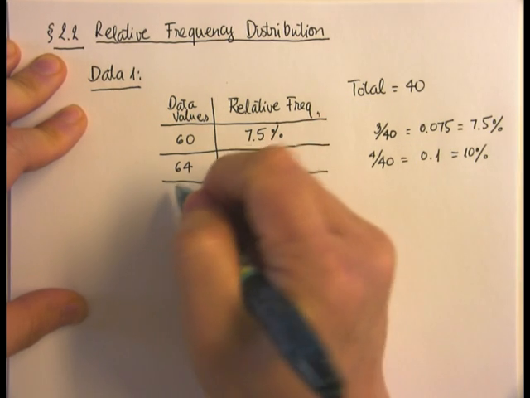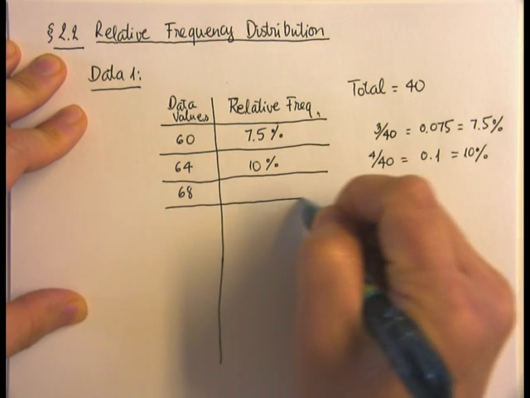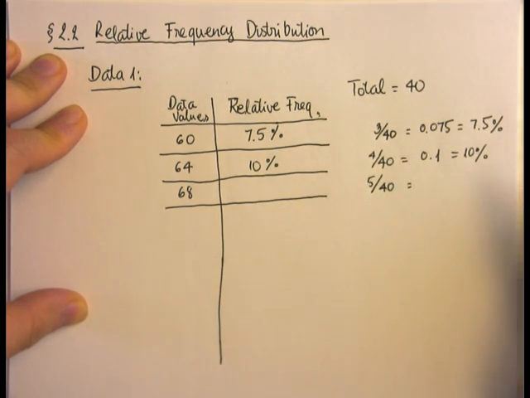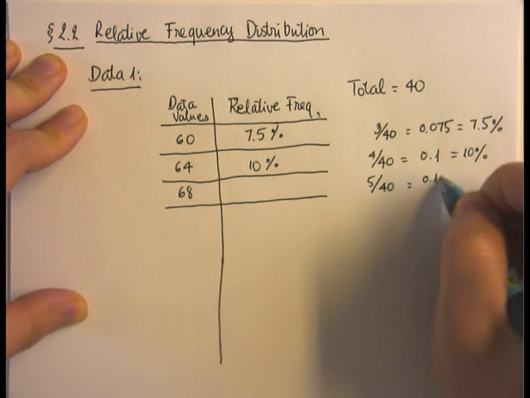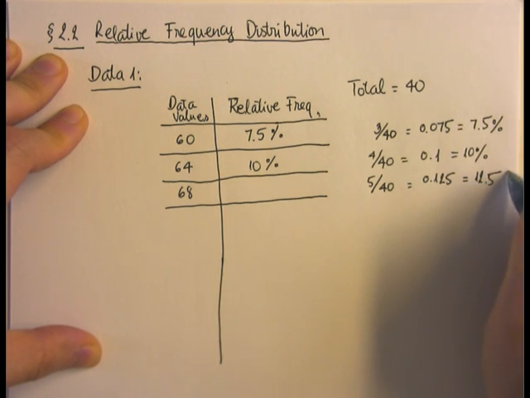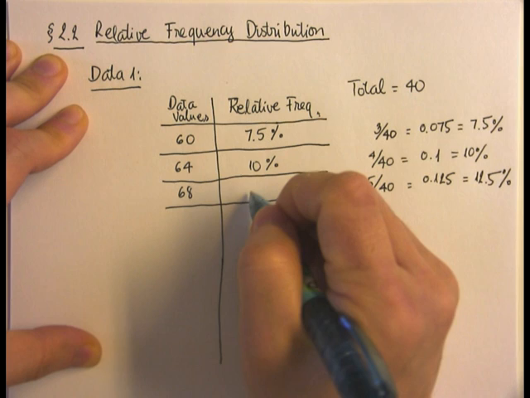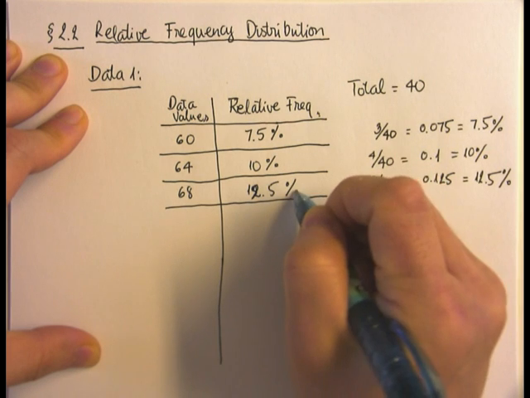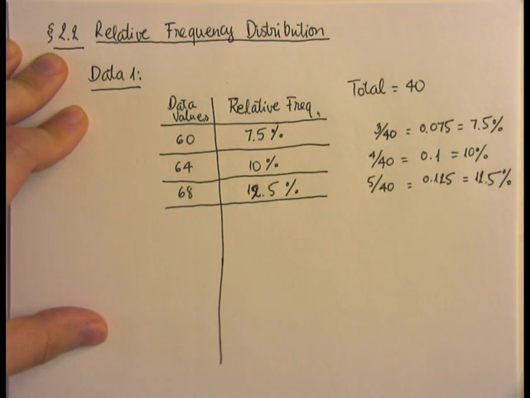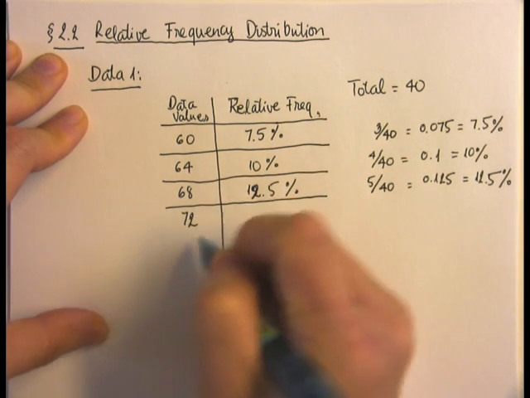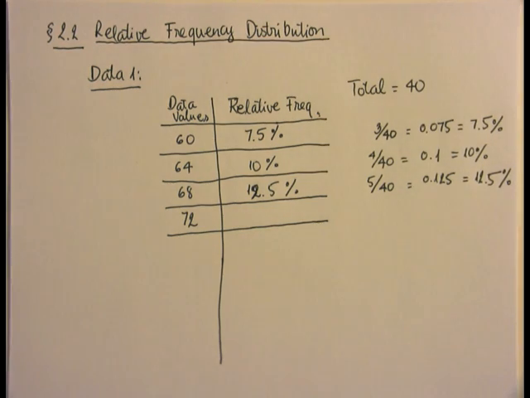And now the next data item is a 68. Once again, the actual count is 5, so you do 5 over 40, and that would give me 0.125, which equals 12.5%. And so here's where you fill in 12.5%. Now we've had about 3 different individual data values, and you've really seen the idea. So from this point on, I'm going to move a little faster by skipping the calculation work.